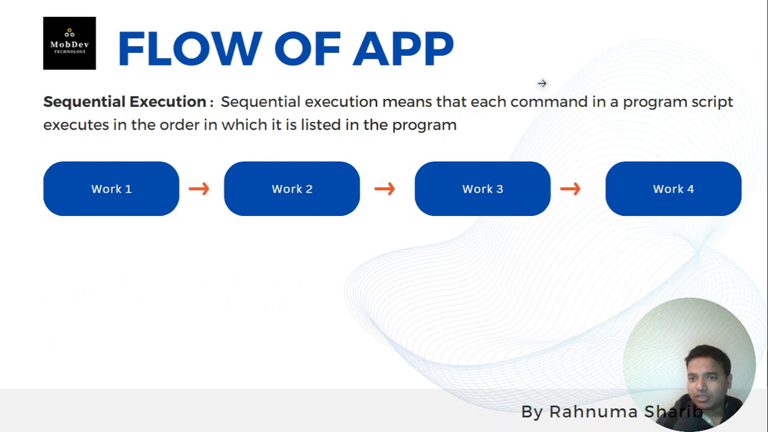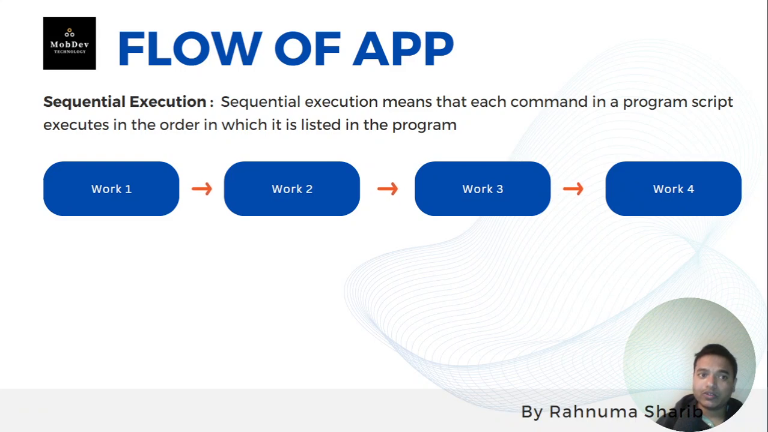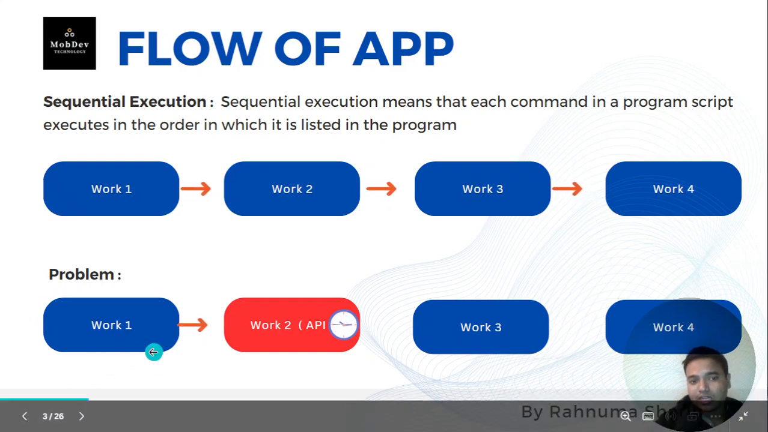Let's firstly understand the application flow. If you write multiple functions, they should work in a sequence. When work one gets started, it will finish first. Then work two will be started and finished, then work three and then work four. So let's understand one scenario. Work one has started and completed. Now it's time to perform the task of work two.